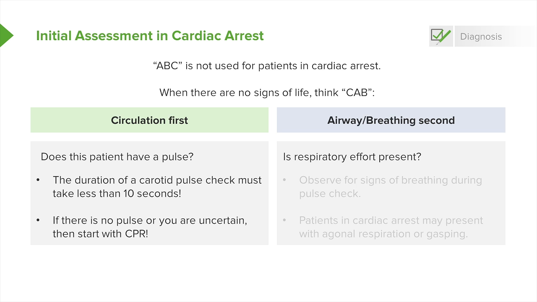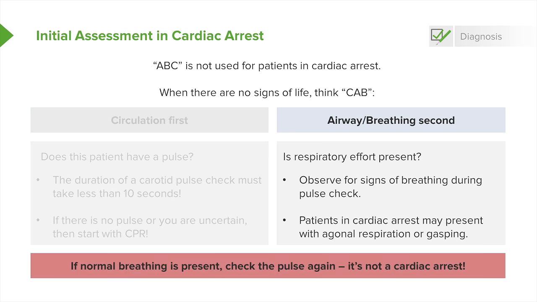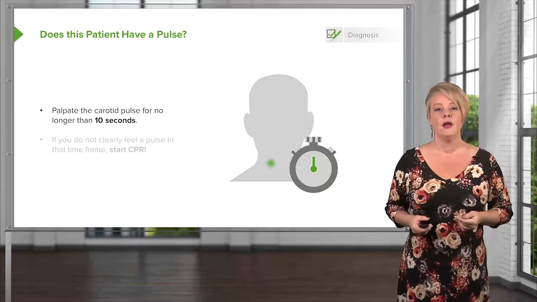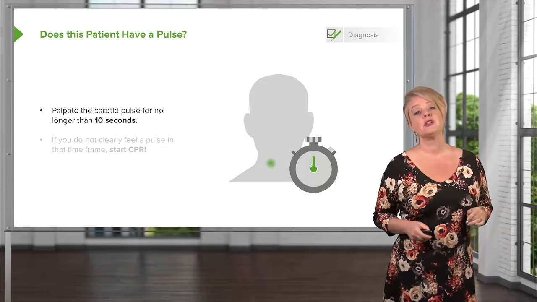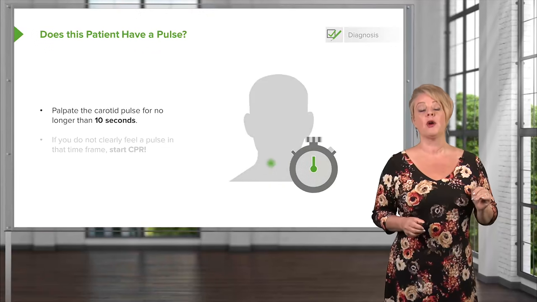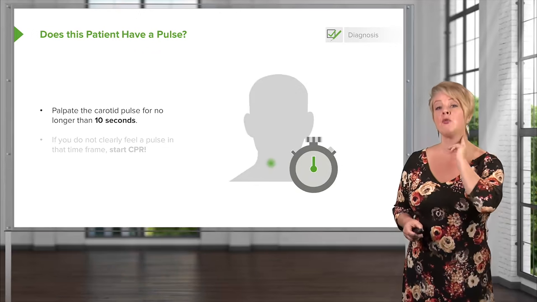So while you're checking the pulse, you can look for clinical evidence of respiration. Again, sometimes you'll see agonal breathing or gasping, and rescuers often mistake this for normal breathing, but you should never see normal rhythmic breathing in a cardiac arrest. If you do, you should rethink whether or not your patient is really in cardiac arrest. So like I said, your most important question is whether a patient has a pulse. We're going to assess that by palpating the carotid pulse.